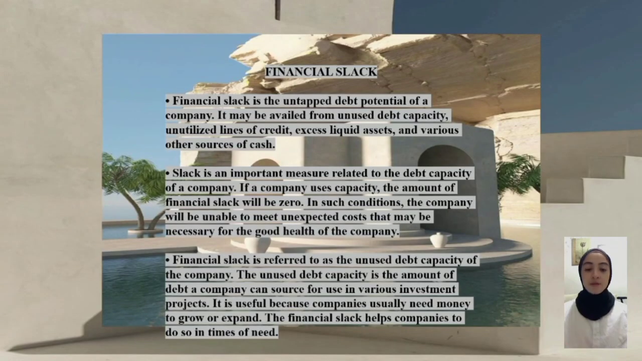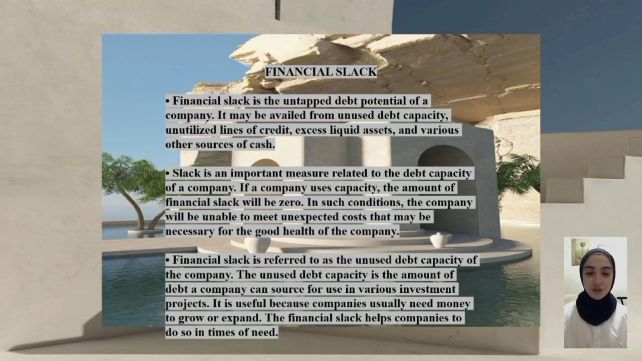Financial slack. Financial slack is the untapped debt potential of a company. It may be availed from unused debt capacity, unutilized lines of credit, excess liquid assets, and various other sources of cash. Slack is an important measure related to the debt capacity of a company. If a company uses up its capacity, the amount of financial slack will be zero. In such conditions, the company will be unable to meet unexpected costs that may be necessary for the good health of the company.